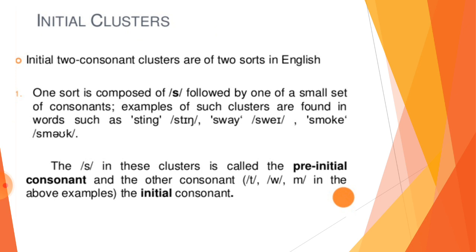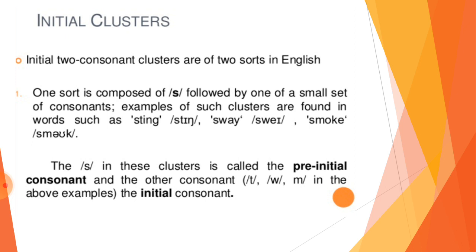Now we will see that initial two-consonant clusters are of two sorts in English. One sort is composed of S followed by one of a small set of consonants. Examples of such clusters are found in words such as sting, sway, smoke, stop, sport, etc.